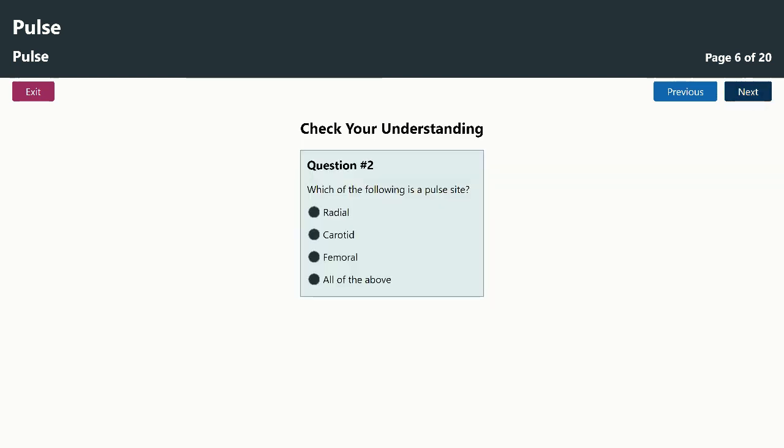Which of the following is a pulse site? All of them.